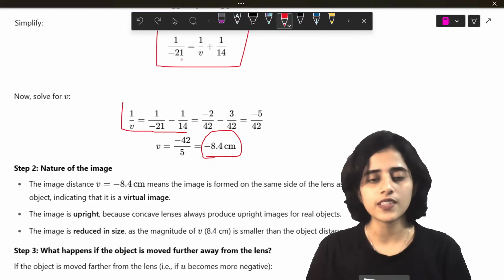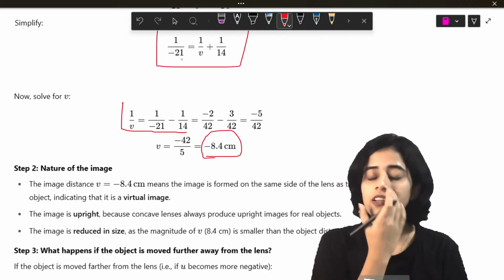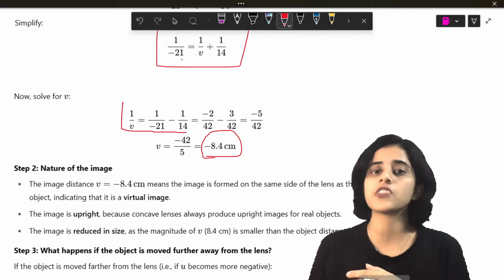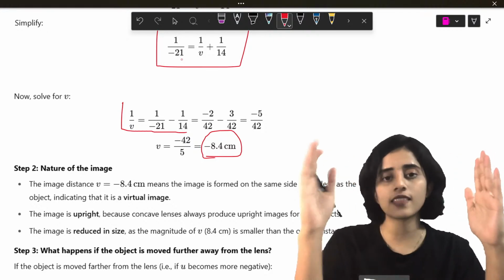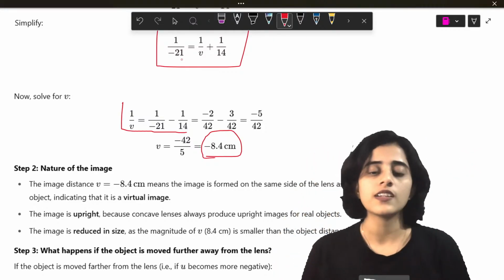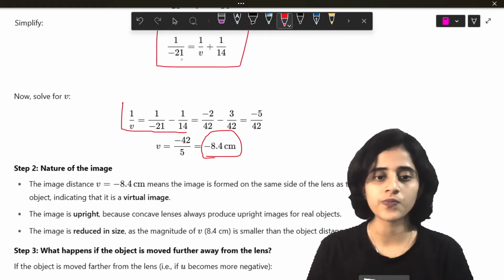So students, that you can learn. See, there are conditions for when the object is here, what happens to the image, how is the image, and all that. Here, the object is between focal length and the lens. If the object is between focus and lens, for this you will get a virtual, upright and small image.